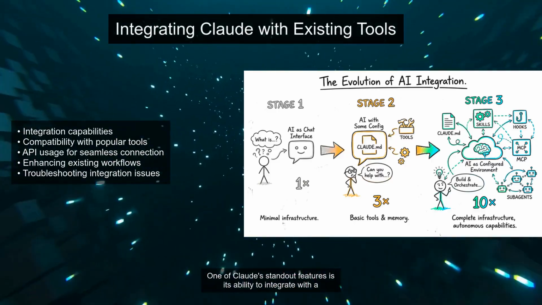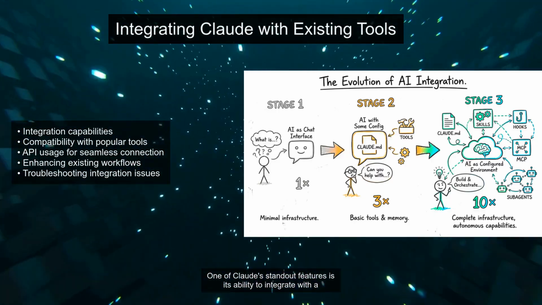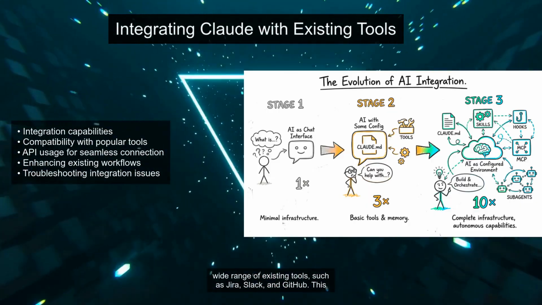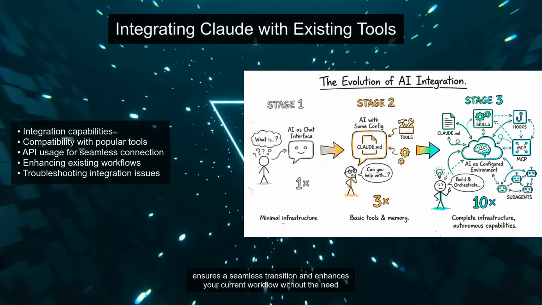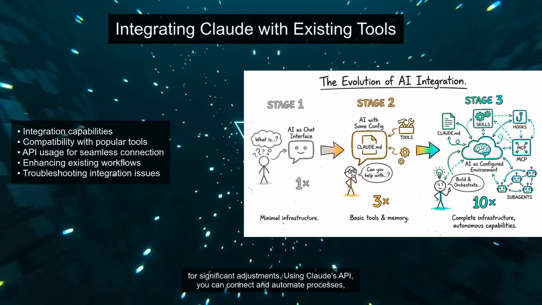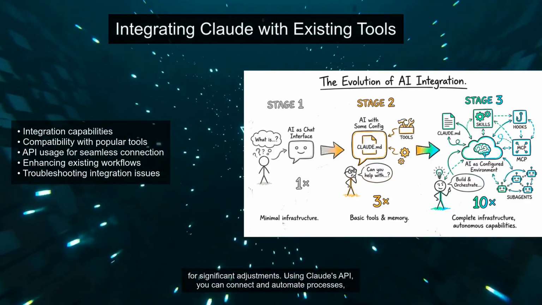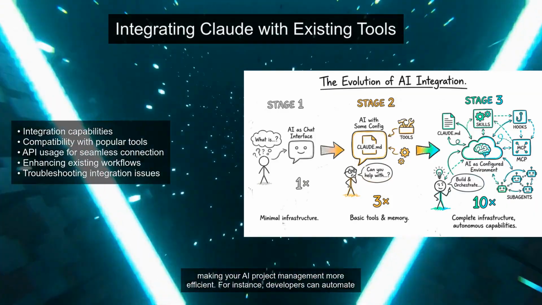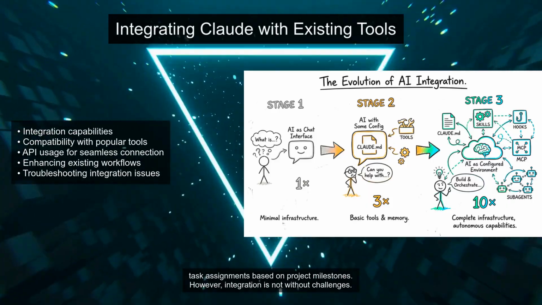One of Claude's standout features is its ability to integrate with a wide range of existing tools, such as Jira, Slack, and GitHub. This ensures a seamless transition and enhances your current workflow without the need for significant adjustments. Using Claude's API, you can connect and automate processes, making your AI project management more efficient. For instance, developers can automate task assignments based on project milestones.